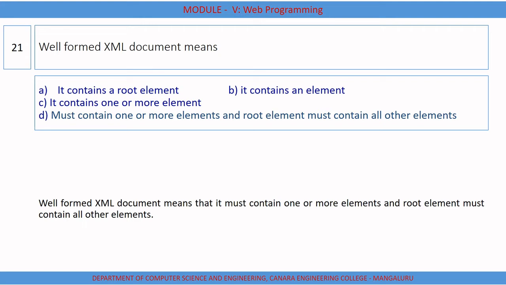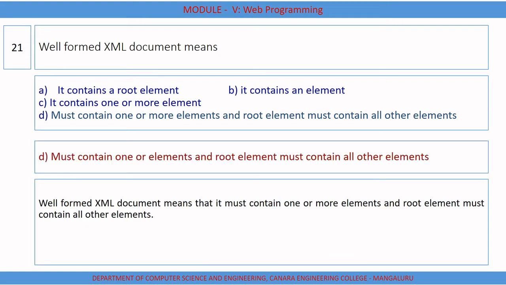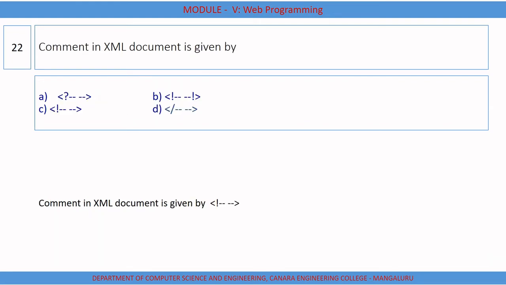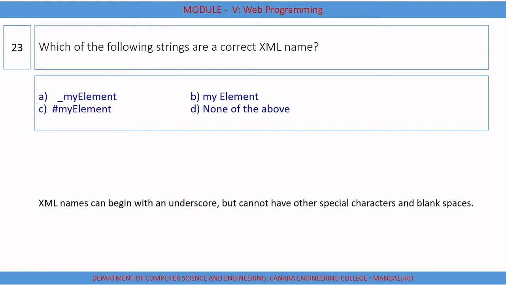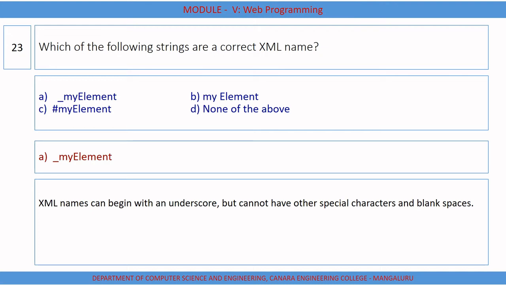Well formed XML documents means a root element, one or more elements, and the root element must contain all other elements. So answer is D. Comments in XML, that symbol is again C. You can see that symbol we can use for putting comments in XML. A correct XML name can begin with an underscore but cannot have other special characters or blank space. So the correct answer is A.